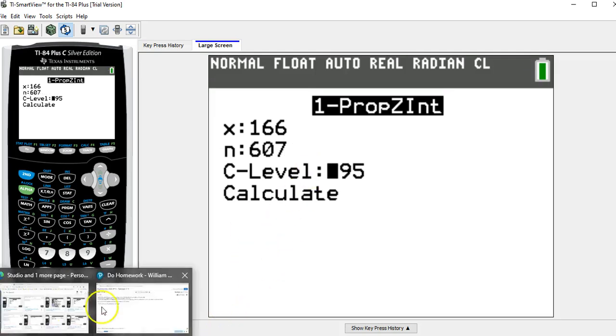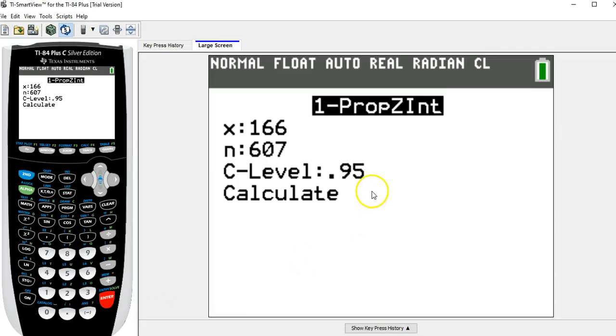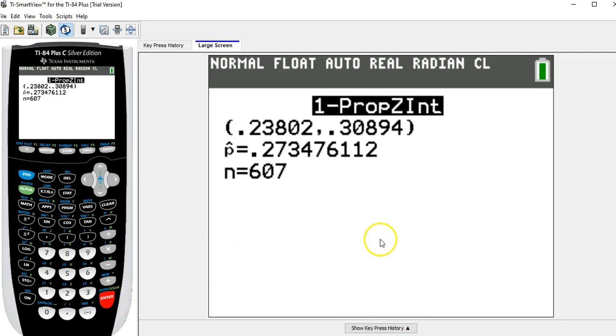The confidence level is given in the question. That is the 95%, which I'm going to enter as 0.95, which is there. And when I highlight calculate and go enter, it gives me the confidence interval. 0.23802 is the lower bound, and the upper bound is 0.30894. Let's see, the p hat here, that is the sample proportion. That's the proportion of yellow peas in this particular sample. The n is the sample size.